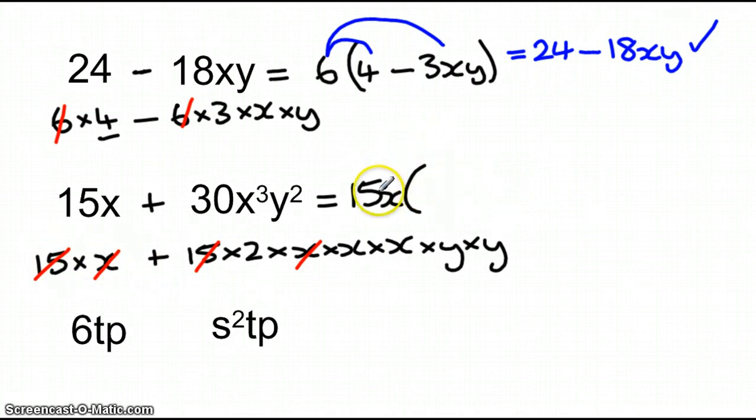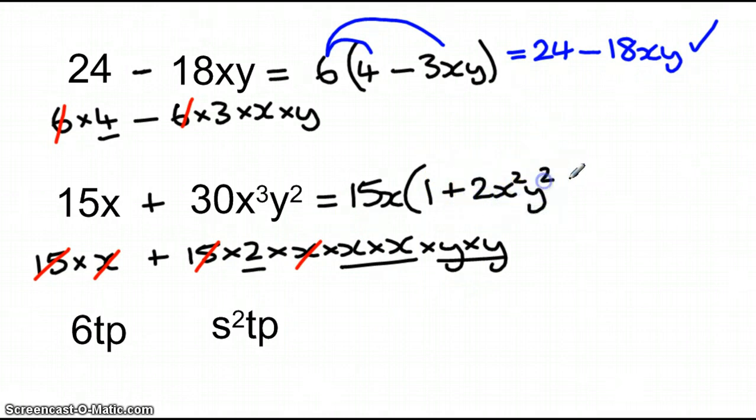Hopefully you remember that means 15x times 1 will give us our first term. And then we're left with 2 x times x and y times y. So 2 x times x is x squared, y times y is y squared. And we factorise that one.